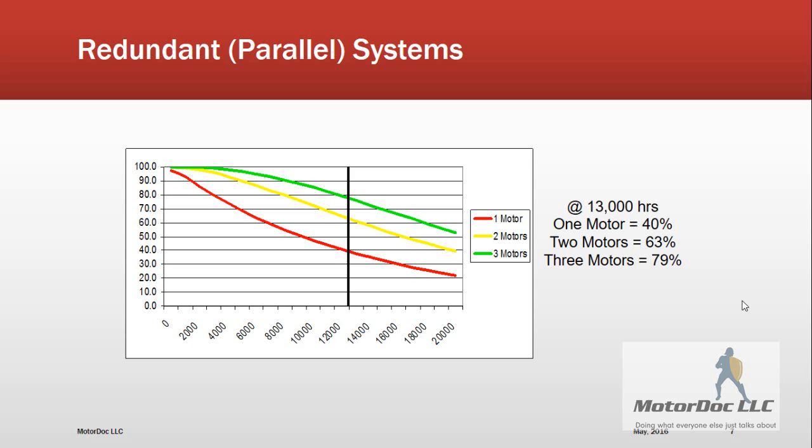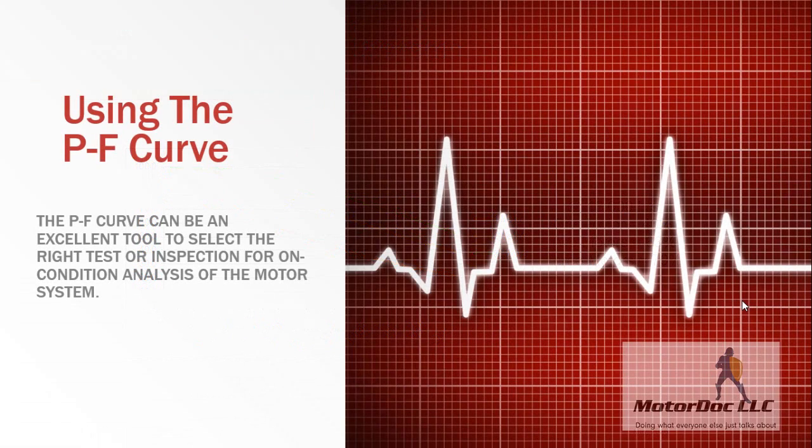The P to F curve can be an excellent tool to select the right test or inspection for on-condition analysis of the motor system. In effect, it can provide a grading system that can be used to determine which technology or inspection should be selected.